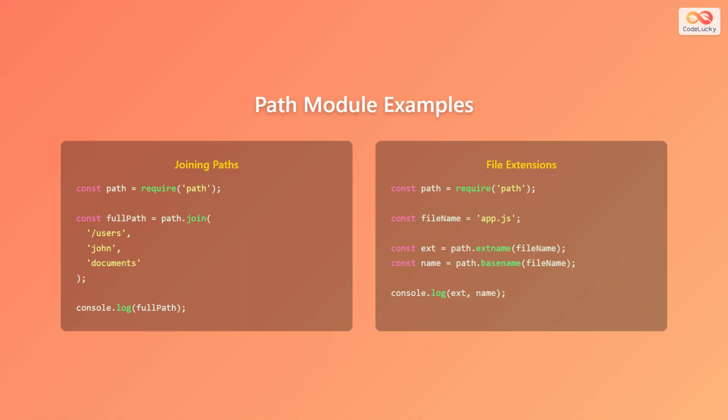Here are some examples using the path module. First, joining paths. The code shows how to use the path.join function to join the path segments users, John, and documents to create a full path. Second, file extensions. The code shows how to use the path.extname function to extract the extension name from the file name app.js. Also, it shows path.basename to extract the file name.